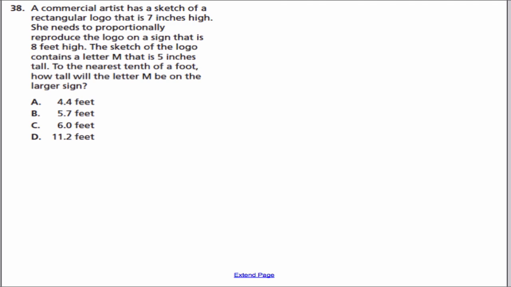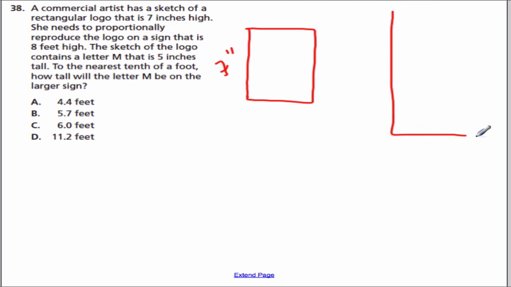You read it, you go, what? Draw a picture. It'll make the difference. A commercial artist has a sketch of a rectangular logo that is 7 inches high. So let's just say here's our picture, and that is 7 inches high. She needs to proportionally reproduce the logo on a sign that is 8 feet high. In other words, she needs to blow it up so that it is 8 feet high.